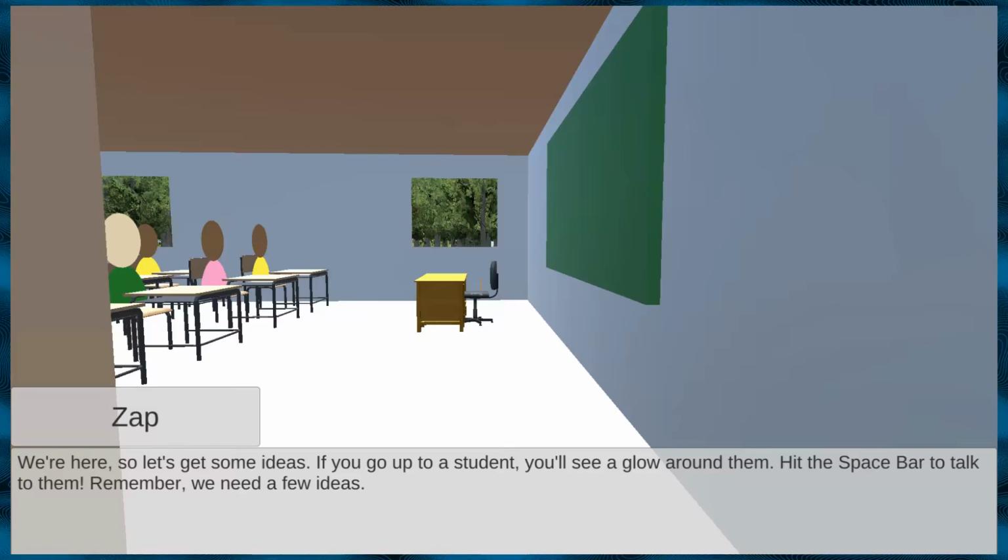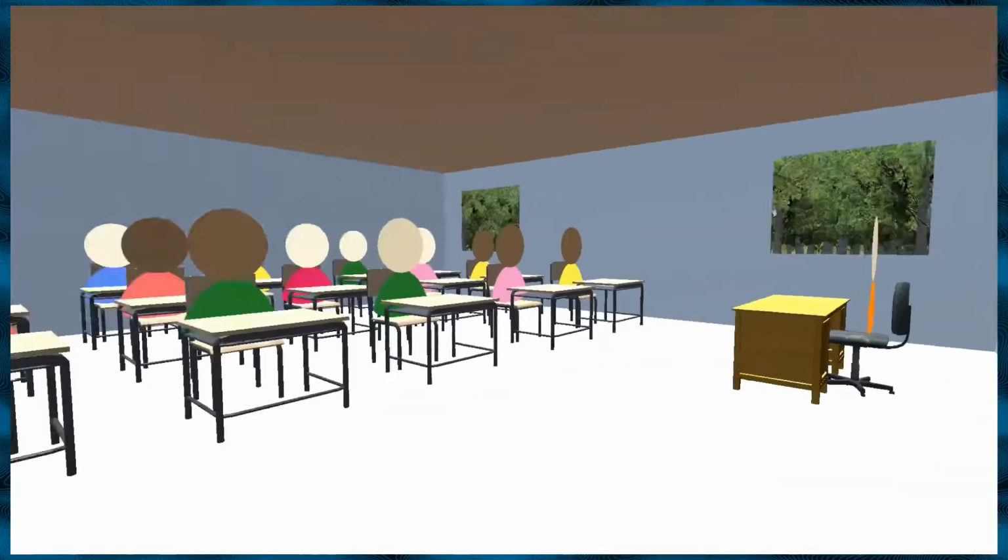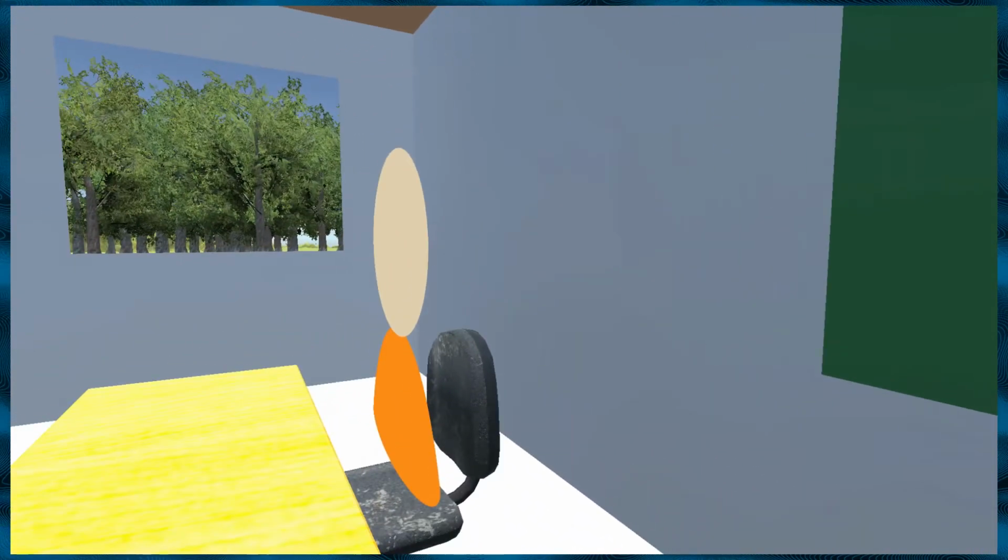If you go up to a student, you'll see a glow around them. Hit the spacebar to talk to them. Remember, we need a few ideas. Who the hell is Zap, anyway? Let's ask the teacher first.